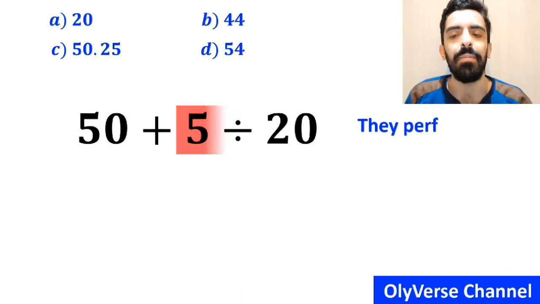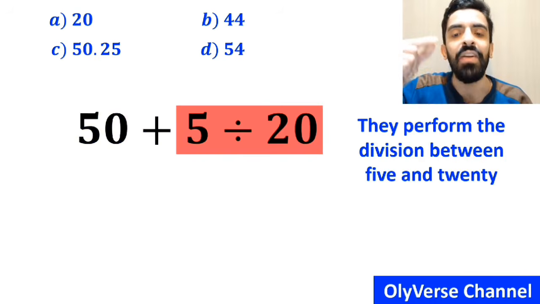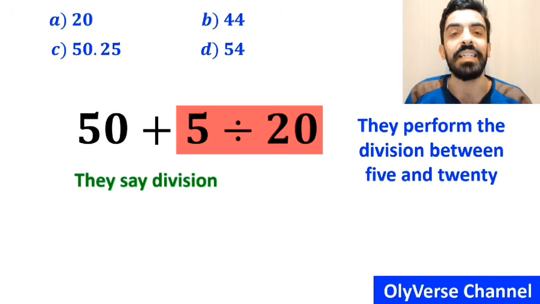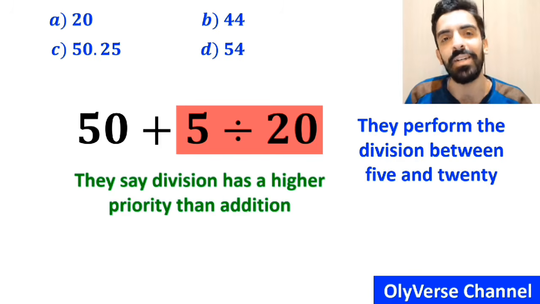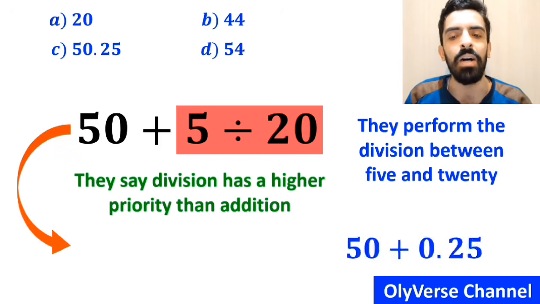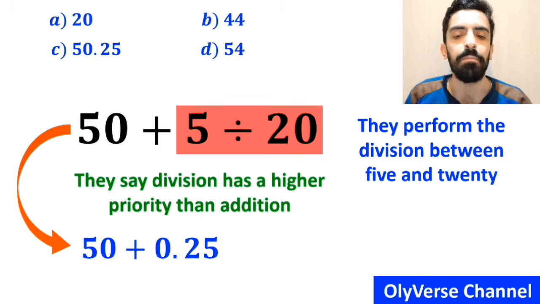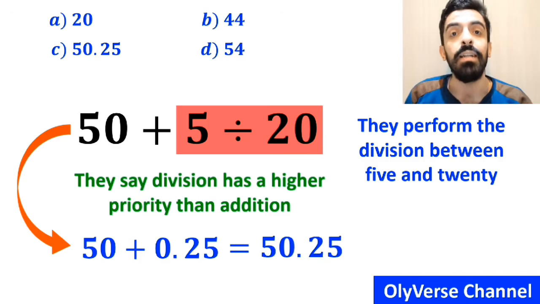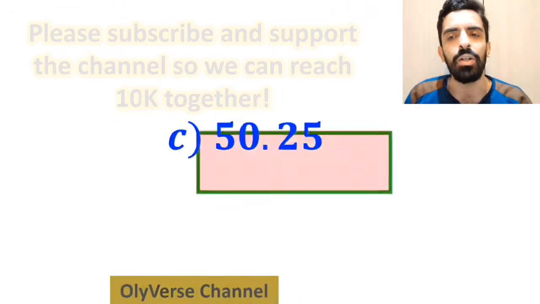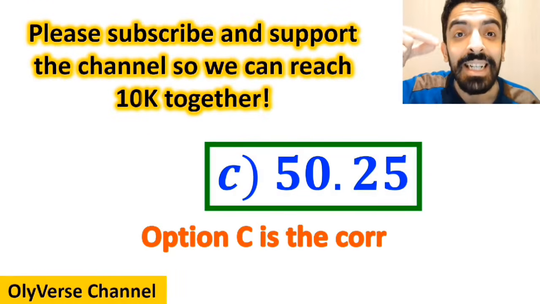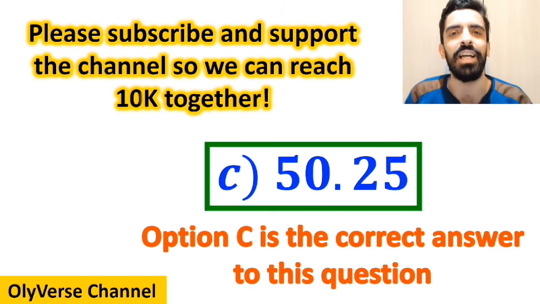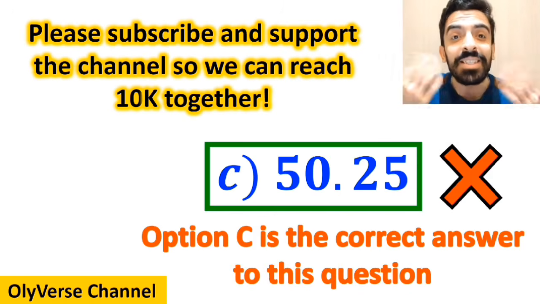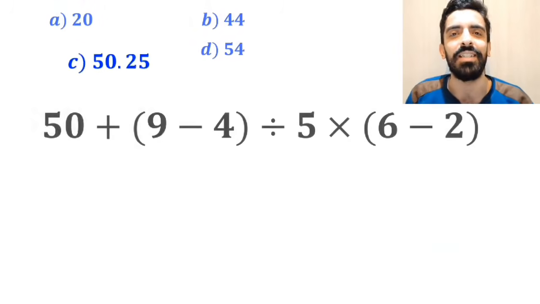And the final step, they perform the division between 5 and 20 because they say division has a higher priority than addition. So, they rewrite this expression as 50 plus 0.25, which ultimately gives them the answer 50.25. And immediately, they conclude that option C is the correct answer to this question. However, it's not the correct answer to this question.